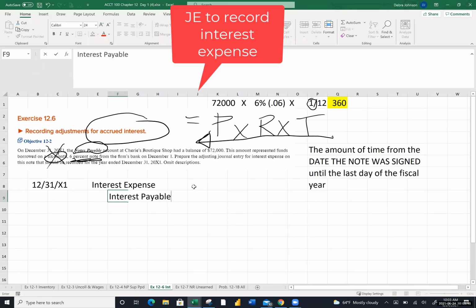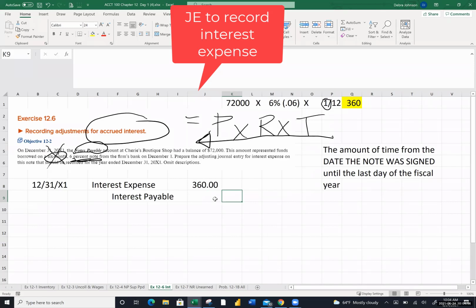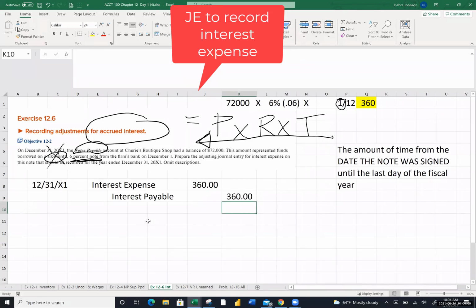GAAP doesn't say you record expenses when they're paid. That's not what it said. If it said that, we wouldn't have to put any interest on the books until the 6 months are up and we paid that note. It doesn't say that. It says record expenses when incurred. We've incurred 1 month of interest, so we're going to record that $360. This often confuses students, so ask questions, please, if you have them.